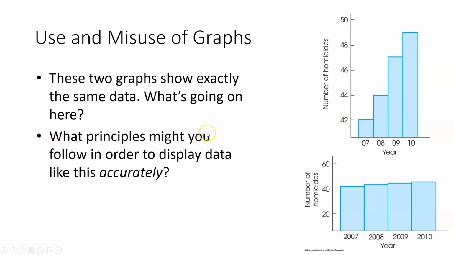So what principles might you follow in order to display data like this accurately? For one thing, you could make sure that you don't zoom in on the graph like this. And if you have to do something like that, make sure to put a break in your axis. Another example would be to not have a chart that's so much taller than it is wide. This second chart is wider than it is tall, which is an appropriate principle that we follow.